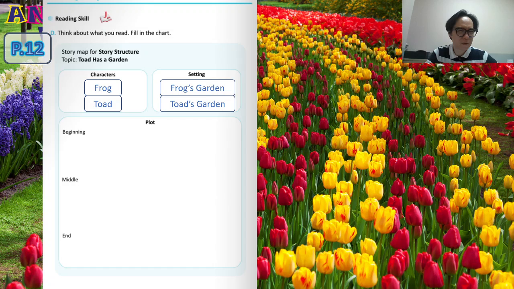What happened at the end of the story? Well, we should start at the beginning first. At the beginning of the story, Frog and Toad go for a walk in the garden, right?